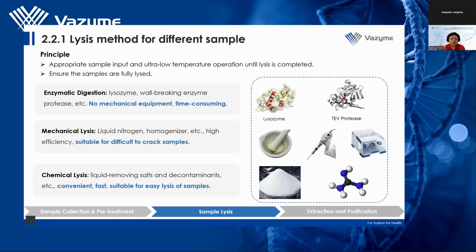So for example, plant materials with cell walls and abundant polysaccharides often require liquid nitrogen grinding, while fungi with thicker cell walls need lysozyme for cell wall disruption and penetration. Animal tissues are commonly lysed using homogenization or liquid nitrogen grinding.